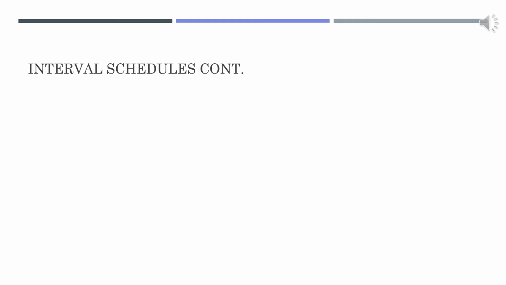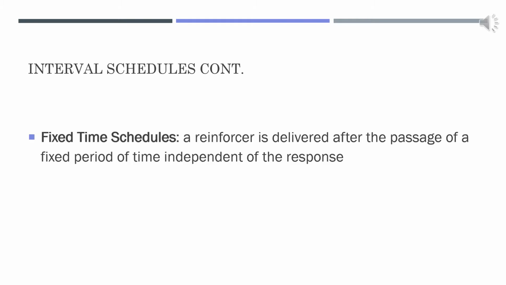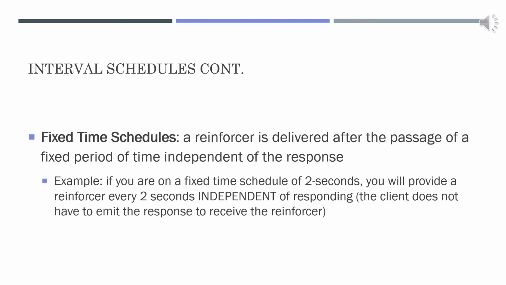Another type of interval schedule is a fixed time schedule. A fixed time schedule is when a reinforcer is delivered after the passage of a fixed period of time, independent of the response. For example, if you are in a fixed time schedule of 2 seconds, you will provide a reinforcer every 2 seconds independent of responding. This means that the client does not have to emit a specific response to receive the reinforcer. All that needs to occur is the passage of time.